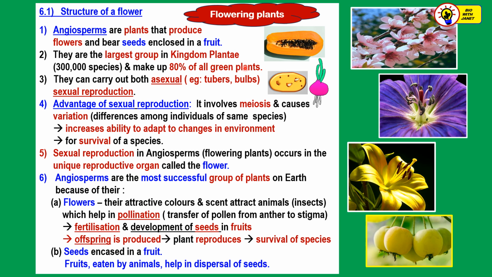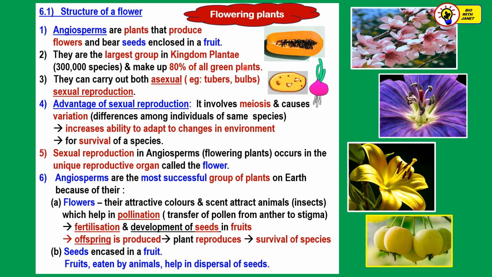Now, angiosperms are the most successful group of plants on Earth because of their flowers. The flowers have been successful in helping the angiosperms to propagate, to reproduce and spread throughout the whole Earth, in many places of Earth. Even in the Arctic or Antarctica regions, you can see grass growing there, flowering plants growing there.